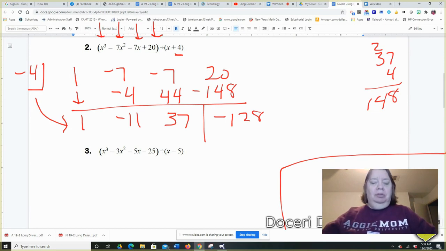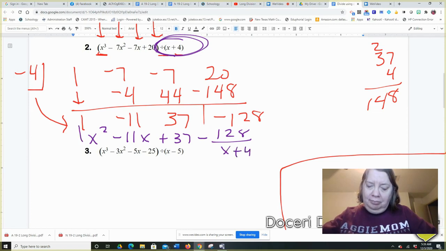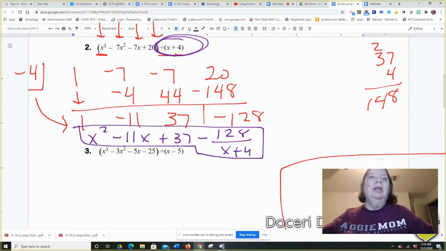Now, when we write our answer, remember we started with x to the third divided by x. What's x to the third divided by x? x squared. So that's what we start our answer with: x squared minus 11x plus 37 minus 128 over x plus 4. The last number is your remainder.